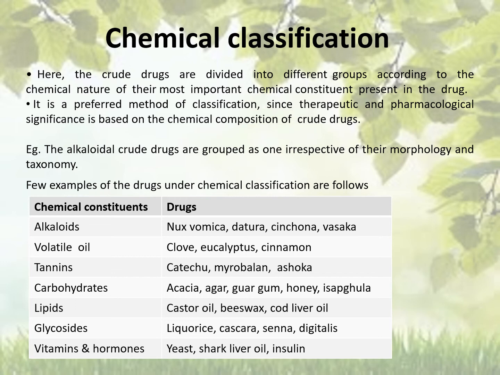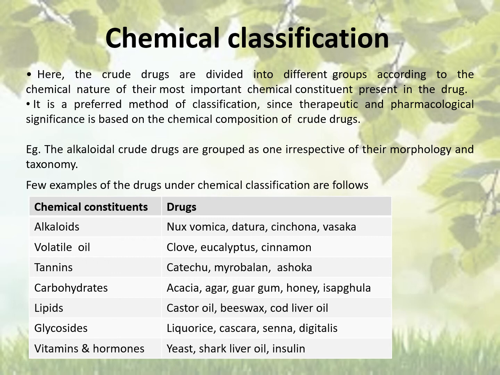All crude drugs with alkaloid as the main chemical constituent are grouped together under the category of alkaloids. Example, Nux vomica, Datura, Cinchona, Vasaca, etc. All these drugs are alkaloidal drugs.